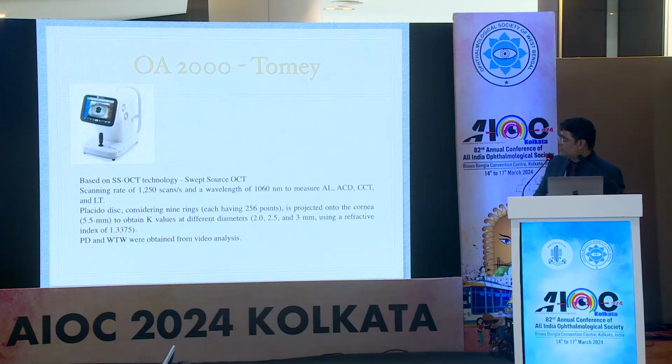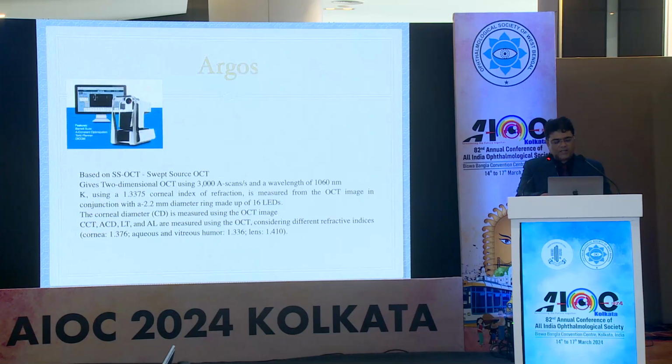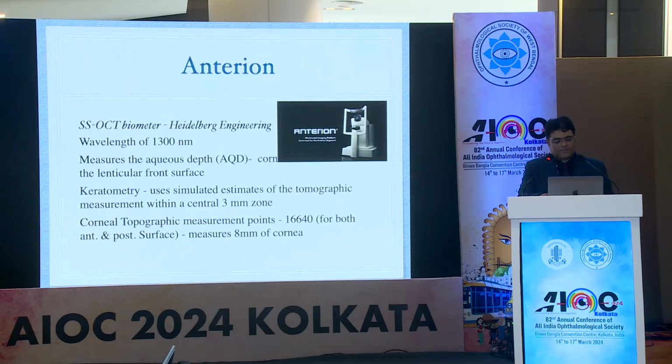Next, the swept source OCT which I'm personally using is the OA2000, which is manufactured by Tomey. It is also based on swept source OCT, and it has a scanning rate of 1250 scans per second, using a 1060 nanometer wavelength. It also gives all these measurements, and it has a Placido disc with 9 rings in it. Now Lenstar has also incorporated T-cone keratometry along with this. Then another biometer is Argos, which is again based on swept source OCT, and the newer one is Anterion, which is from Heidelberg.